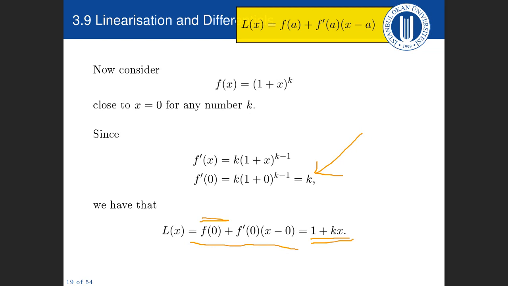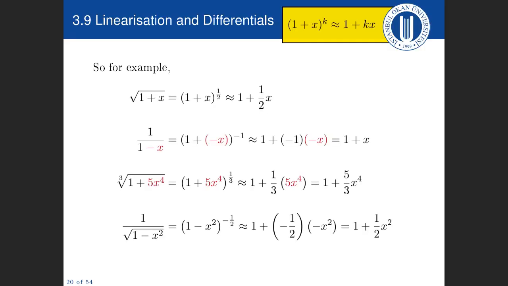I'm going to put this equation in the yellow box at the top. Here we are. The approximation is 1 plus x to the power k is approximately equal to 1 plus kx, as long as x is close to 0. So, for example, the square root of 1 plus x, that's 1 plus x to the power of a half, is approximately equal to 1 plus a half x.